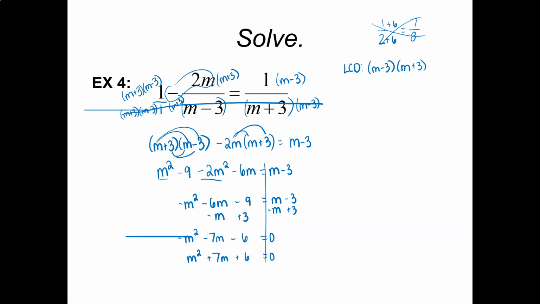So if you find that you have a negative x squared there, just multiply through by a negative to get rid of that negative. Most of these will factor. You'll have a few that won't. So this one will factor. So we'll get m plus 6, m plus 1. So m equals negative 6, and m equals negative 1.